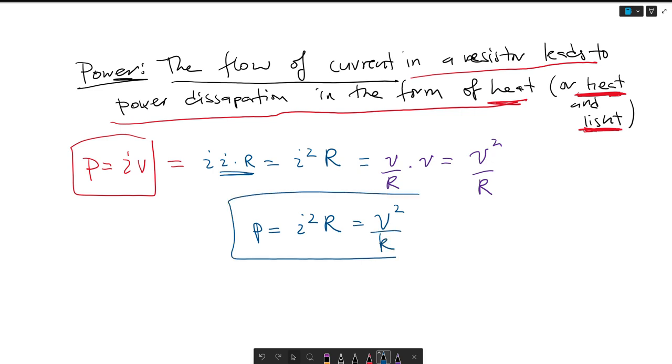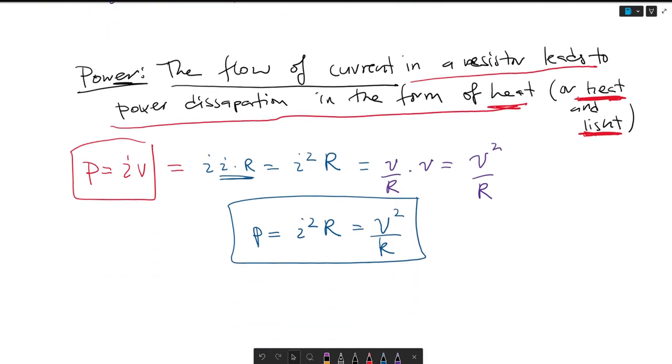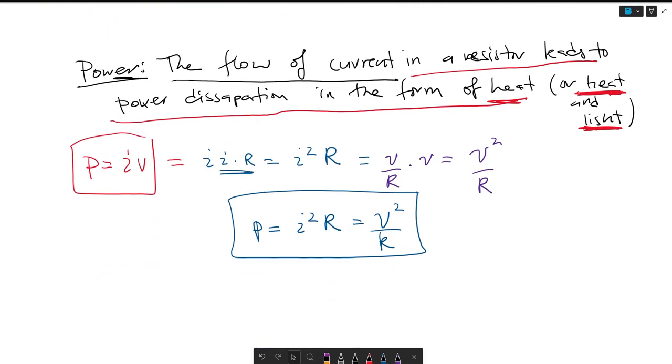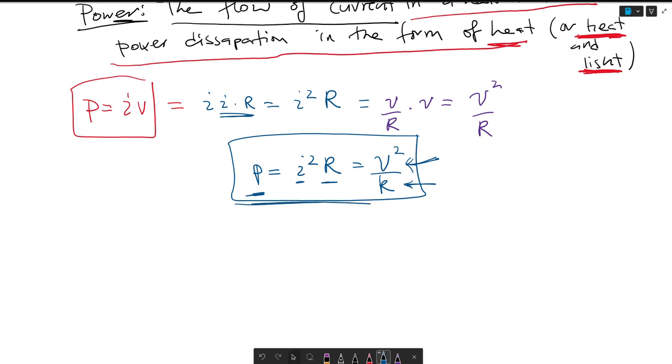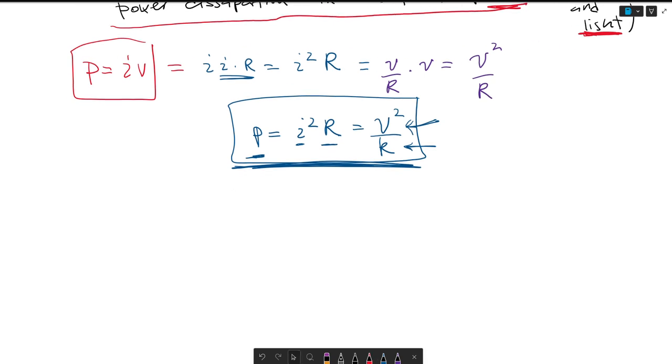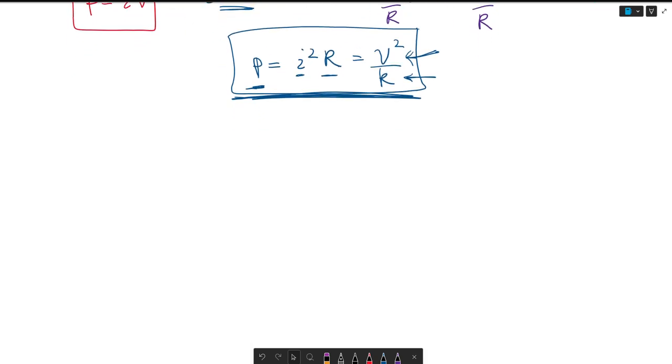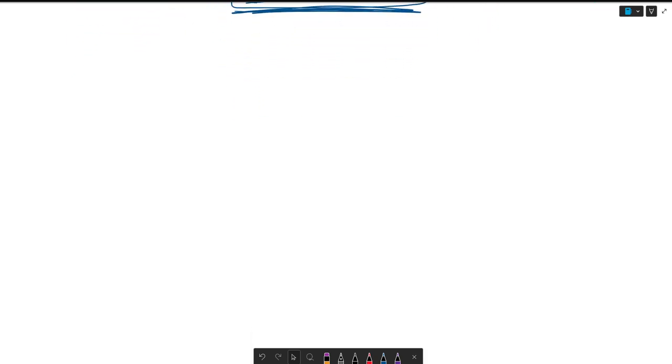So this power equation, with the help of Ohm's law, allows us to solve for power given just the current through the resistor and the resistance, or the voltage across the resistor and the resistance of the resistor. So it's very, very important. This equation is extremely important for electrical engineers. So now I'm going to do two examples, and what I'll do is write out the example on this screen and solve that example.